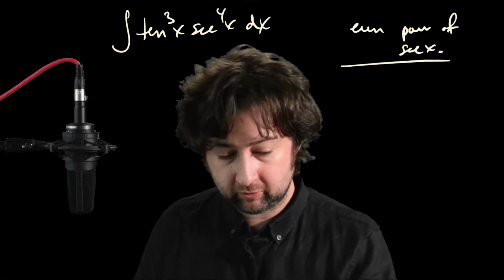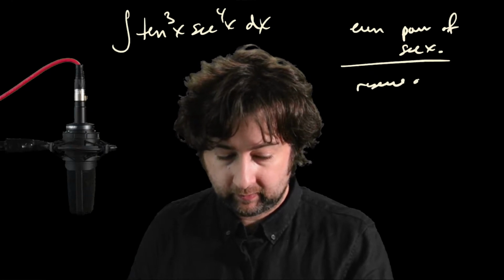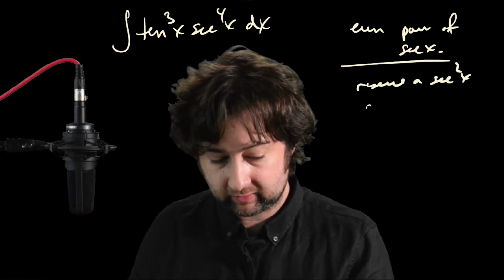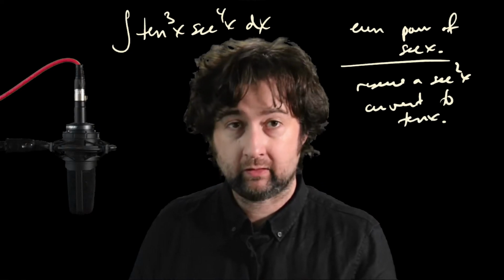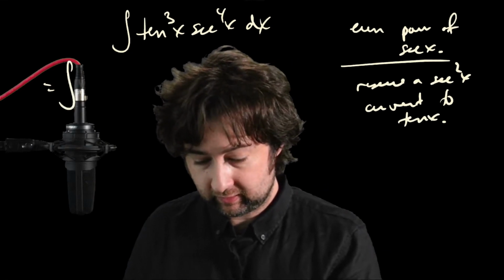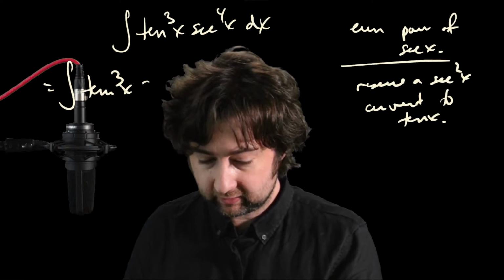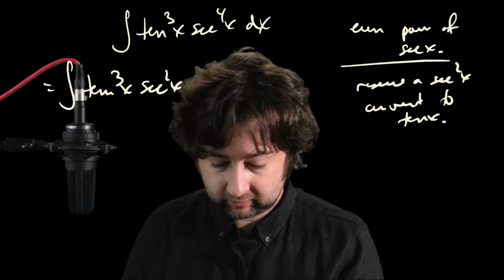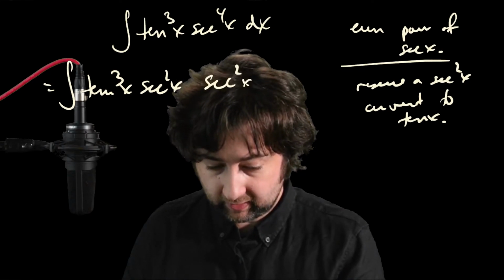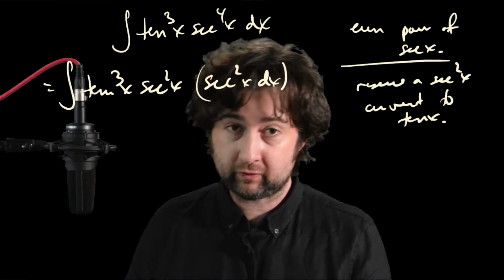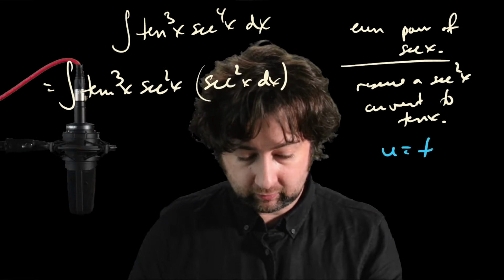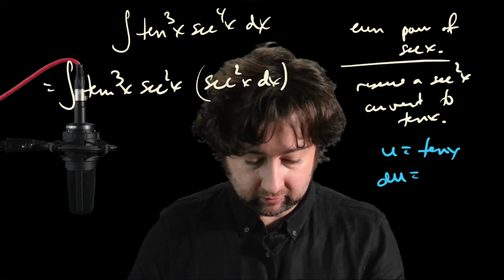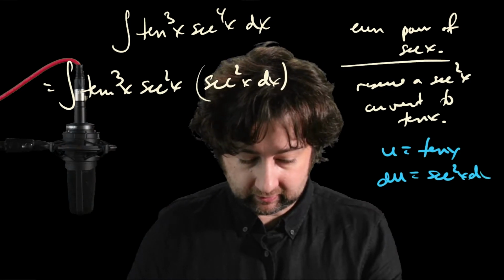So what I'm supposed to do is reserve a secant squared of x and convert to tangents. So let's do that. This is the integral of tangent to the third of x, secant squared of x, secant squared of x dx. There's my reserved copy of secant squared. The substitution that I want to make here is u is equal to the tangent of x, so the du is secant squared of x dx.